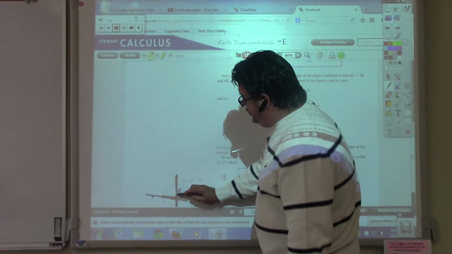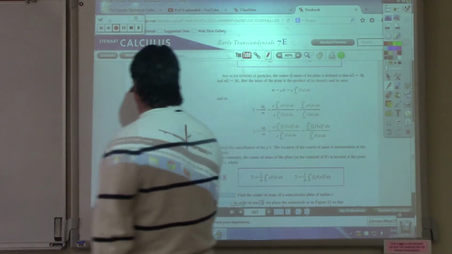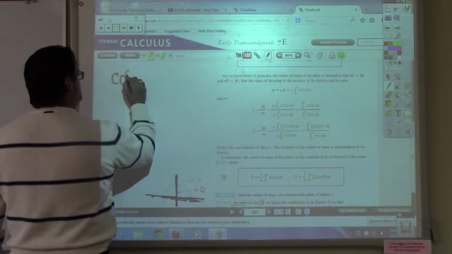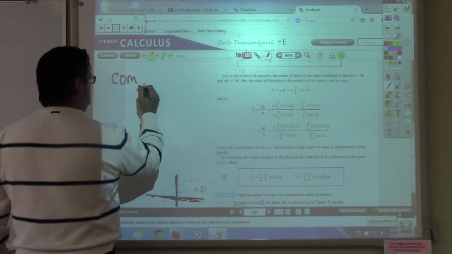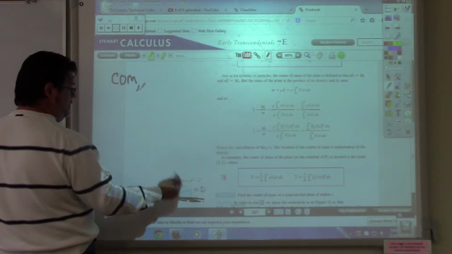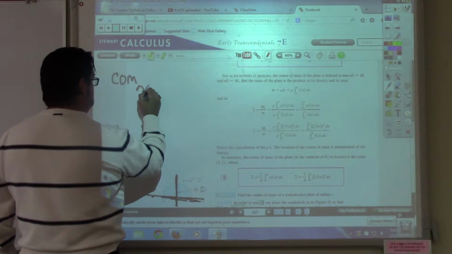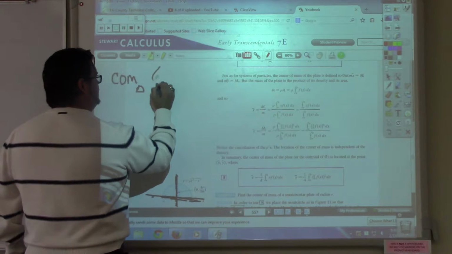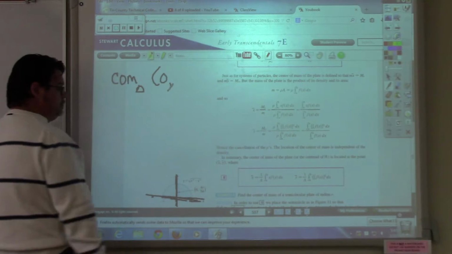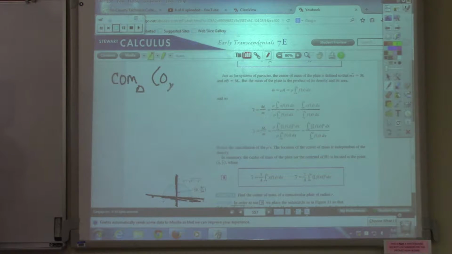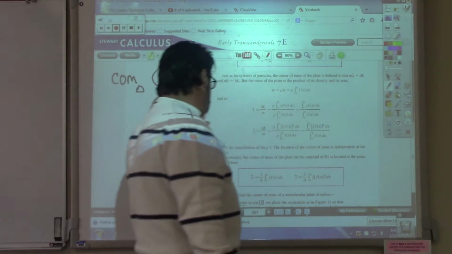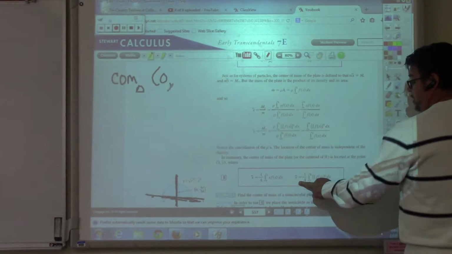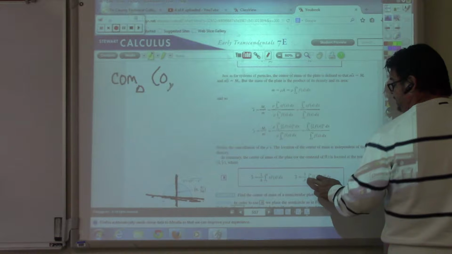So your x is going to be, for your center of mass of the semicircle, 0. So you don't even have to figure that. Or I'll figure it for you. 0. You're welcome. So now we've got to figure the y. We've got to figure this.